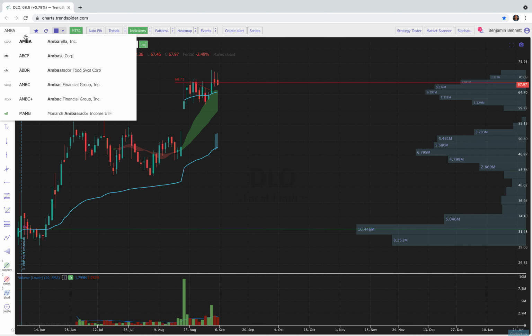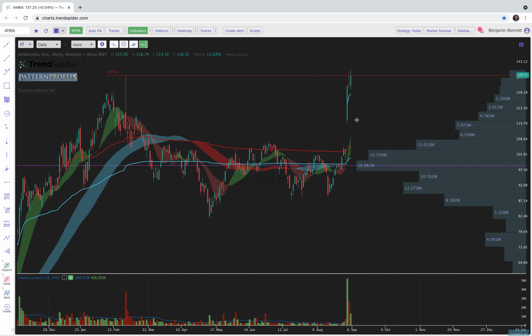I also have AMBA, Ambarella, power earnings gap, held up very well. We have a 137.21 pivot over here. What I'm actually looking for is for this one to put in a bit of a handle. I'd like to see this volume dry up. This was great volume on the power earnings gap, but we like to see this go sideways on kind of quiet volume. Let the anchored VWAP catch up, let the cloud, which is way down here, catch up to price, but one that definitely should be on your radar over the next week or two.